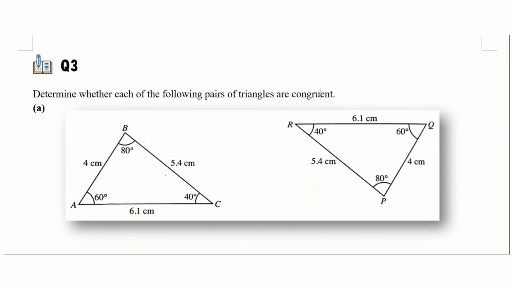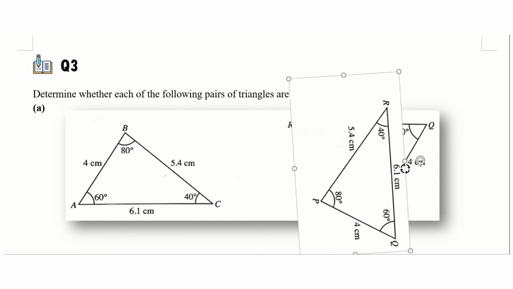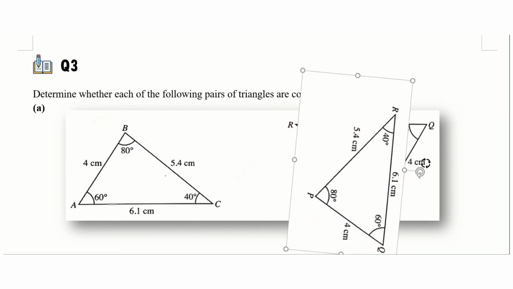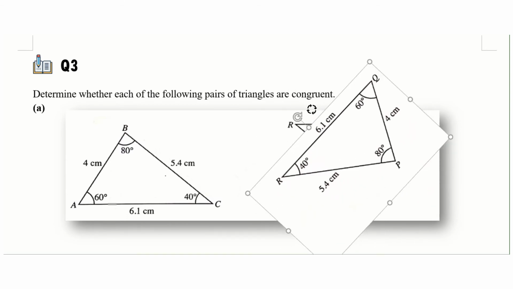Let us now take a look at question 3, where we want to first determine whether each of the following pairs of triangles are congruent or not. Given these two triangles, ABC as well as PQR, we need to check whether they are congruent or not. On a computer, it would be easy for me to rotate it, to see that when I rotate it to here, I have two exact copies of the same triangle. But of course, during the exam itself, we don't have such luxury of rotation.